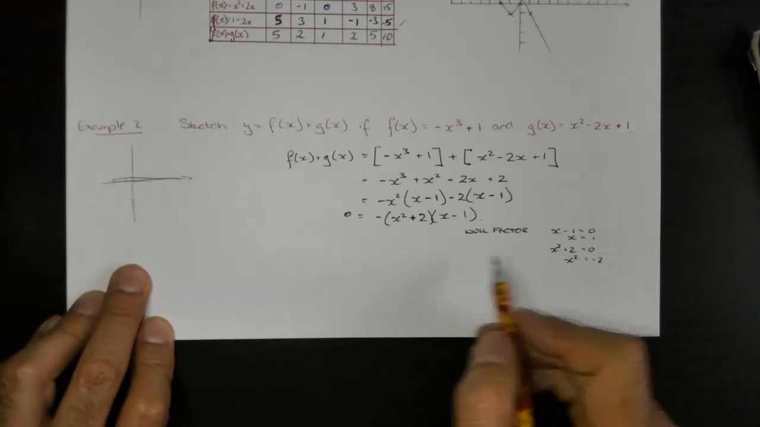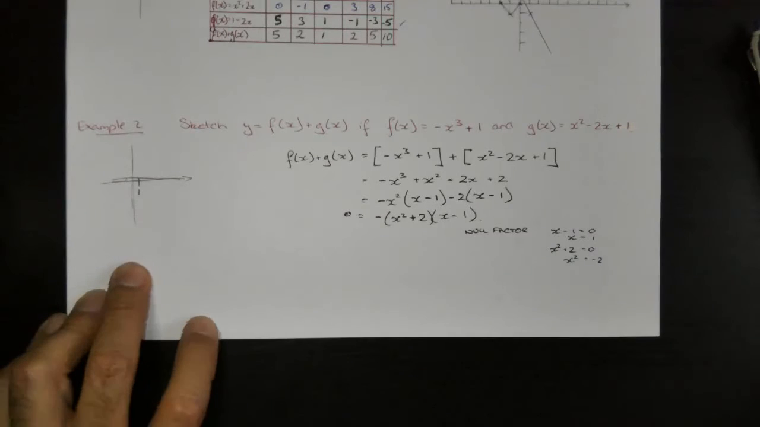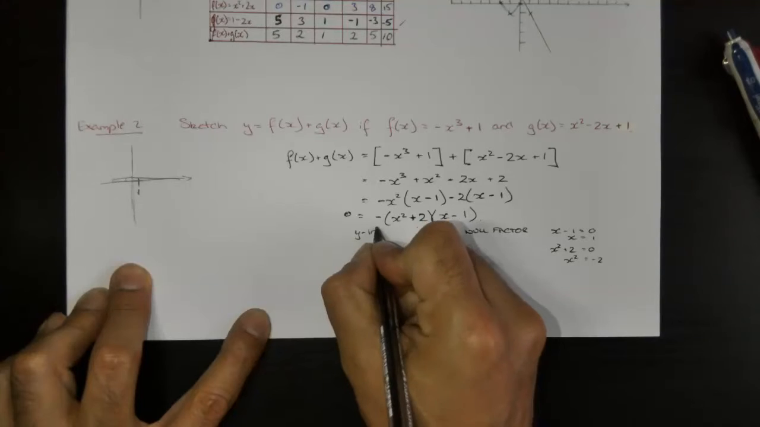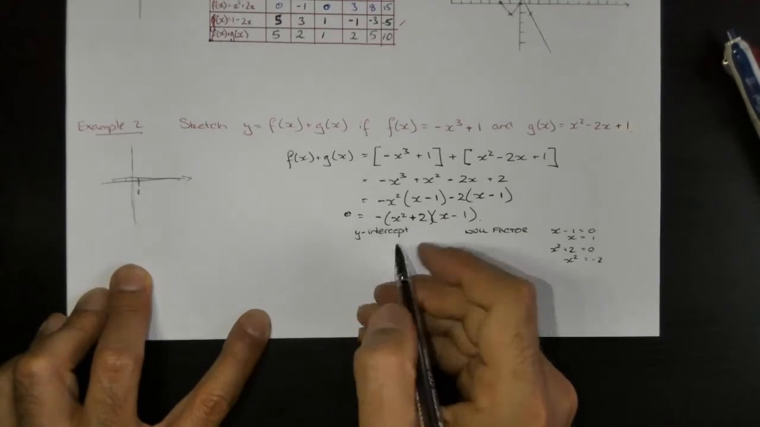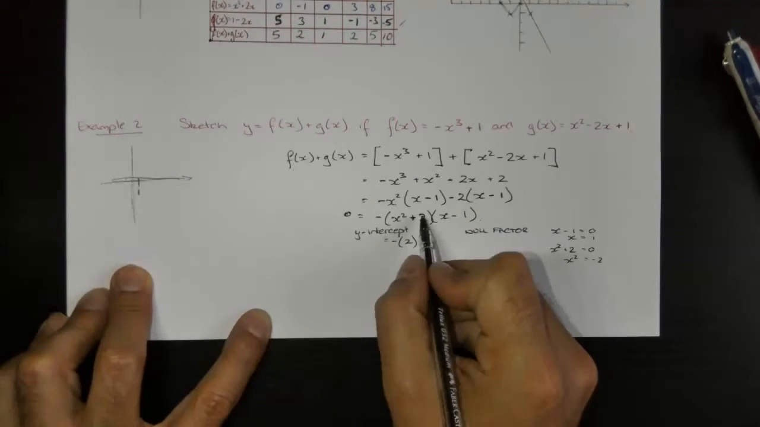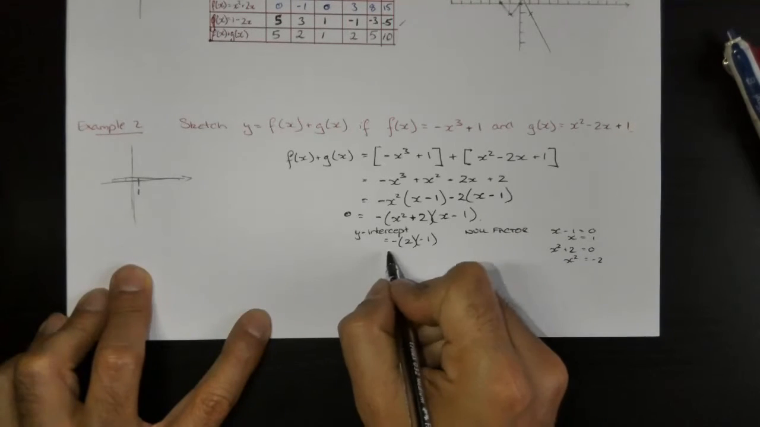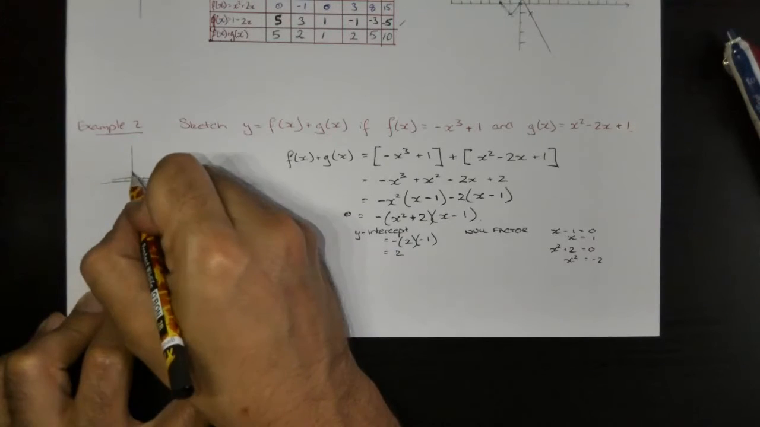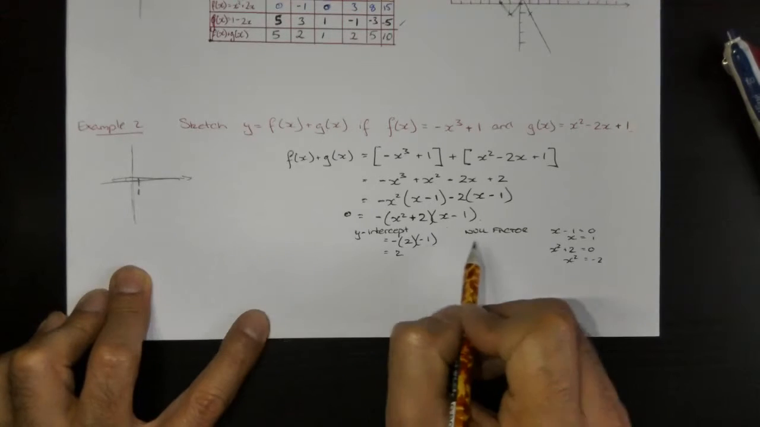Okay, so x equals 1 is here. Let's find our y-intercepts. Okay, so that's going to be 2, that's 0, minus 1, so negative 2 times negative is 2. So 0, 2, negative 2, negative, yep.